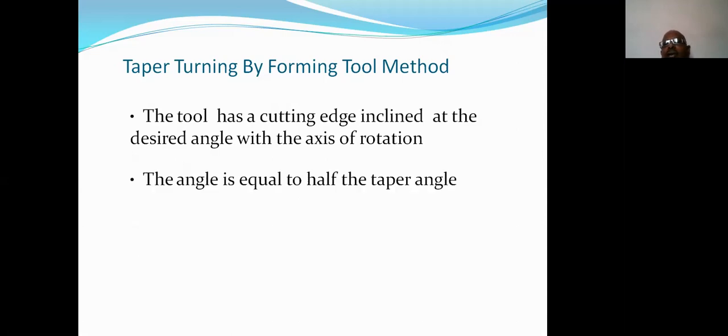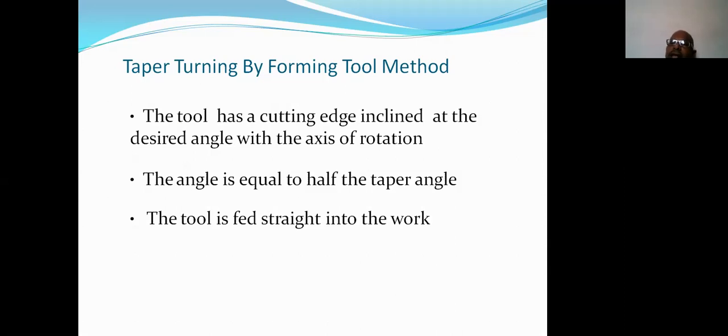So the angle is equal to half of the taper angle, because the total angle is distributed on both the sides of the components. That's why the angle of the cutting tool is equal to half of the taper angle. The tool is fed straight into the work. In this particular forming tool method, the cutting tool or tool post moves along a straight line, that means parallel to the axis of the job only.